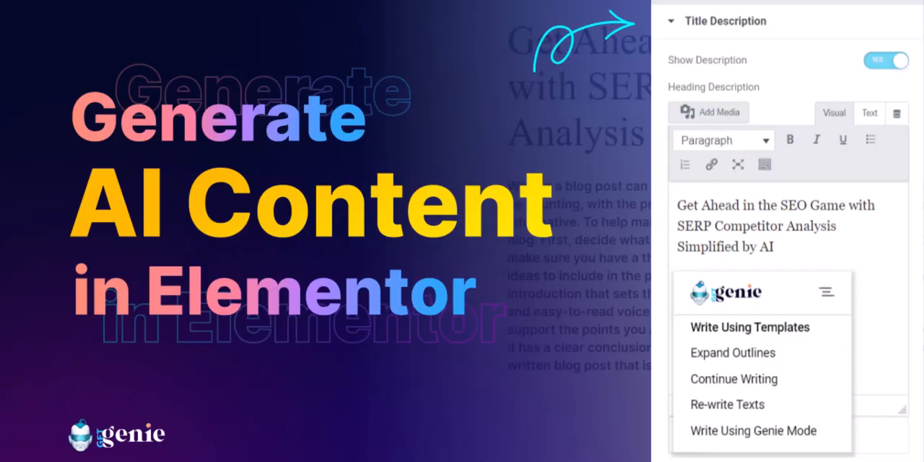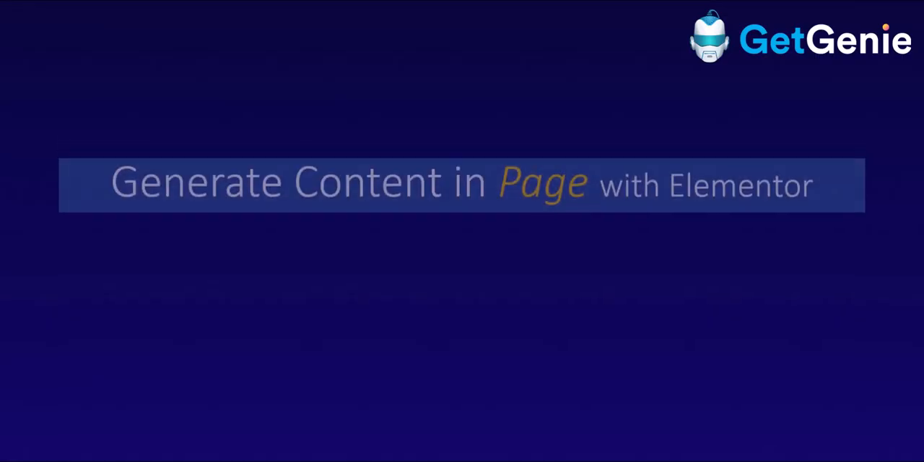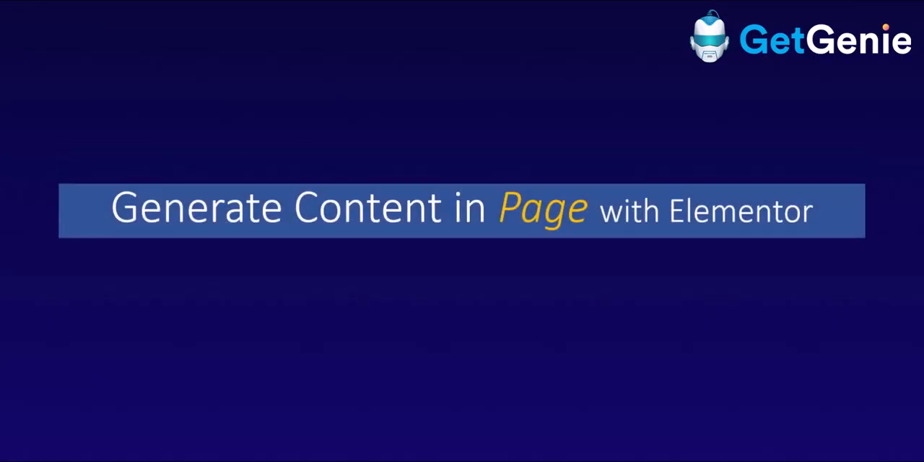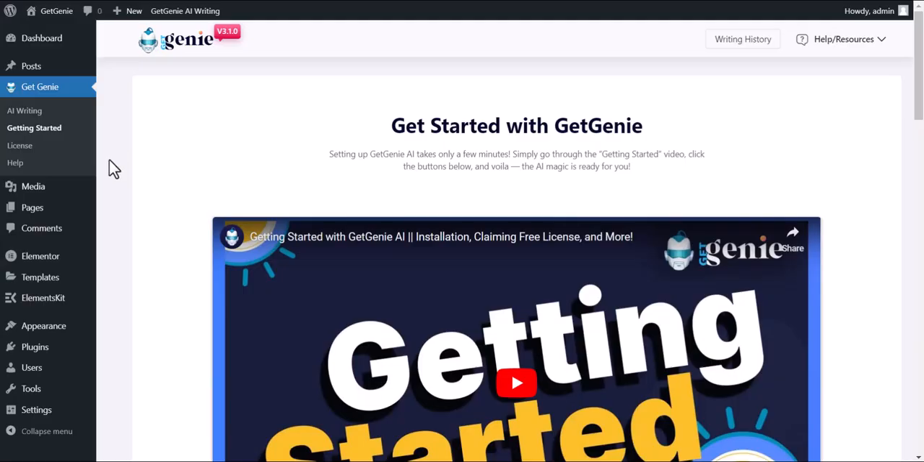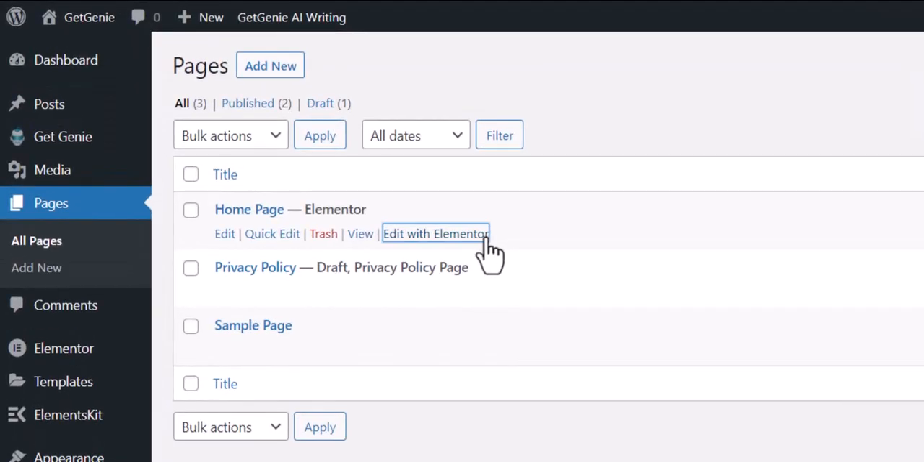GetGenie AI can help you generate content in Elementor. Let's find out how. Using GetGenie, you can generate content for both WordPress pages and posts in Elementor. To generate content in web pages, go to WordPress pages and open a page with Elementor Editor.